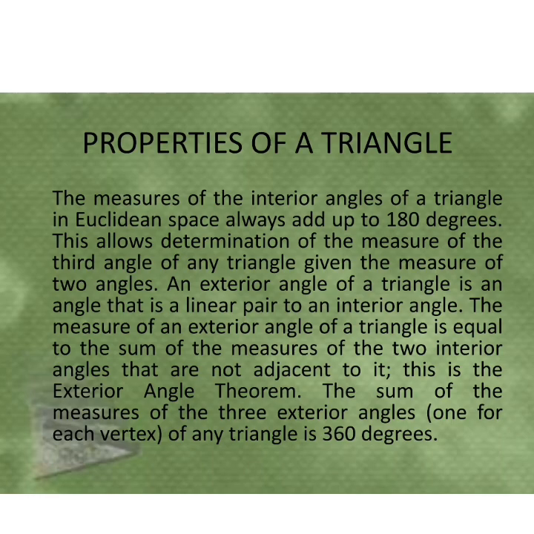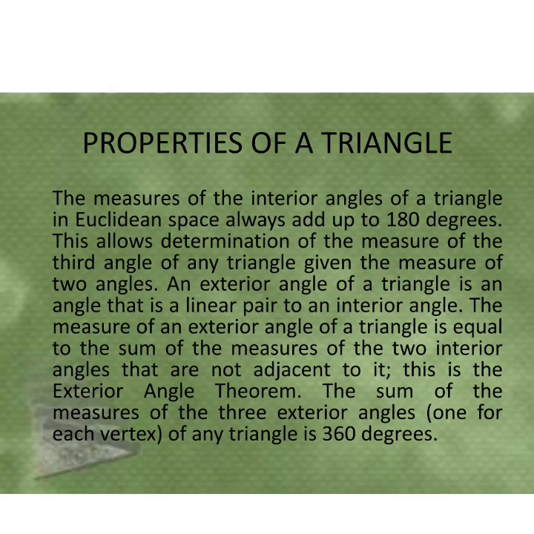Properties of a triangle. The measures of the interior angles of a triangle in Euclidean space always add up to 180 degrees. This allows determination of the measure of the third angle of any triangle given the measure of two angles. An exterior angle of a triangle is an angle that is a linear pair to an interior angle.